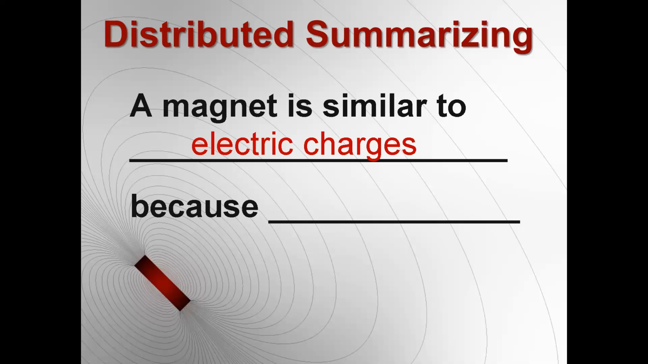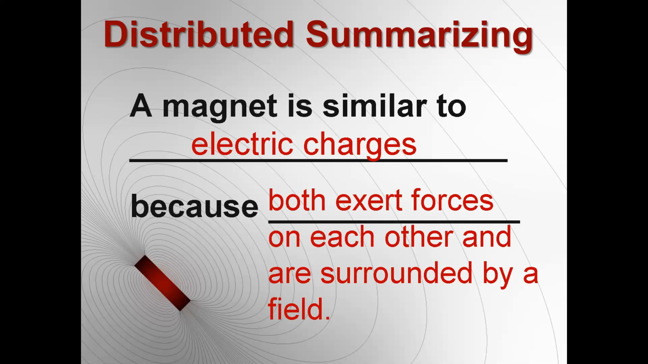Like poles repel, and different poles attract, like the electric charge. Like charges repel, and different charges attract. Why is the magnet similar to the electric charge? Because both of them exert forces on each other and are surrounded by a field. The positive has a force around it and the negative has a force around it. And the same in the magnet. The south pole has a force around it and the north pole has a force around it.